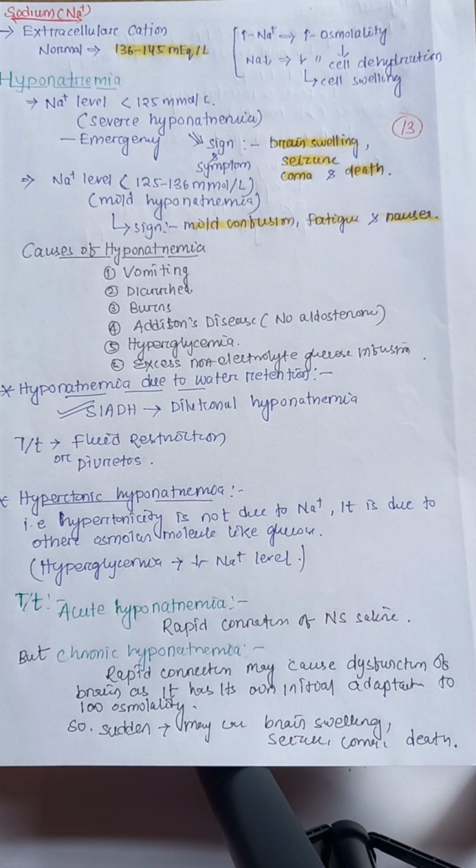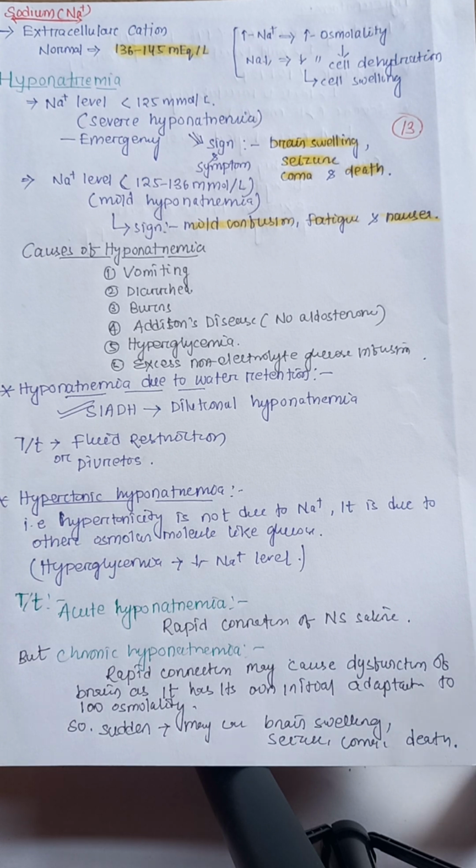Mild hyponatremia causes mild confusion, fatigue, and nausea. You should know one thing: if there is any problem with sodium, and it is severe, it manifests in the brain. If there is any problem with potassium, it manifests in the heart. Potassium is related to the heart, responsible for its rhythm and contraction. So any defect in potassium manifests in the heart, and any defect in sodium manifests in the brain.